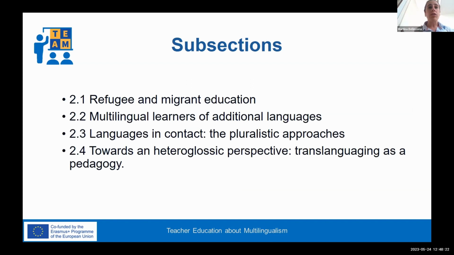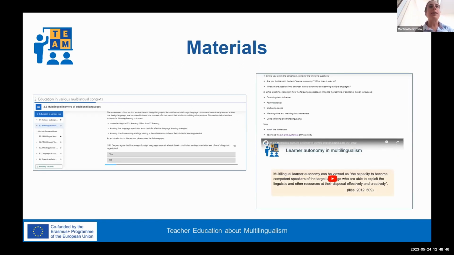In this section, participants will be introduced to issues regarding refugee and migrant education, but emphasis will also be placed on pluralistic approaches to language education and their impact on the maintenance of linguistic and cultural diversity. The materials are very varied.